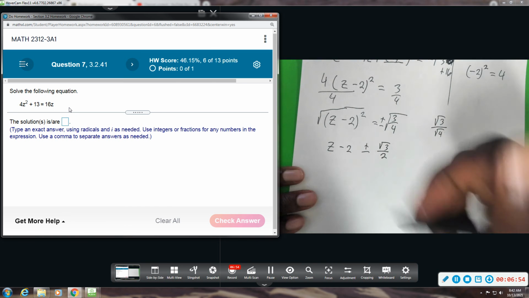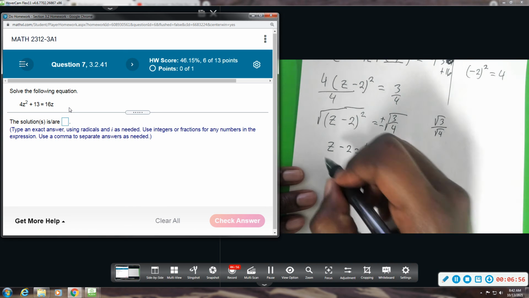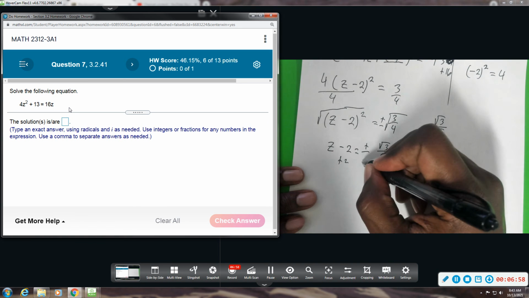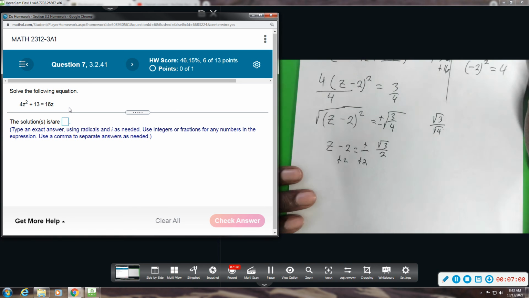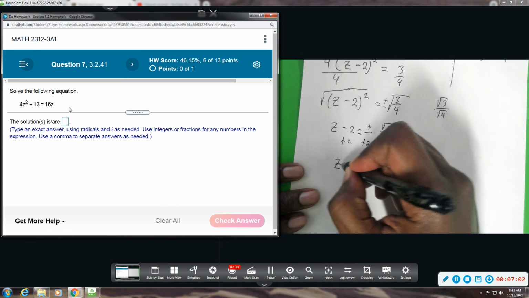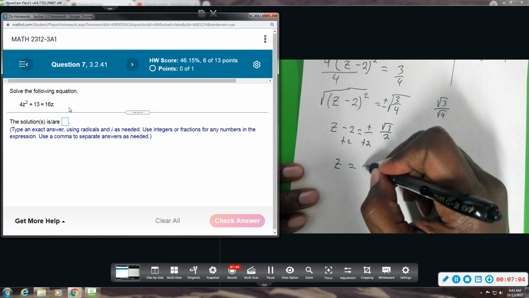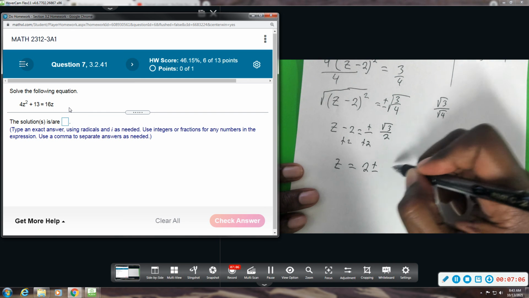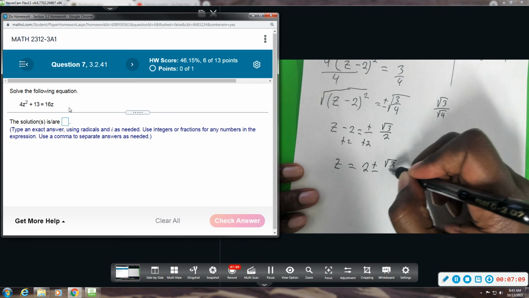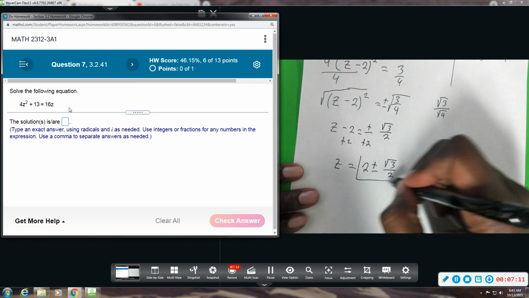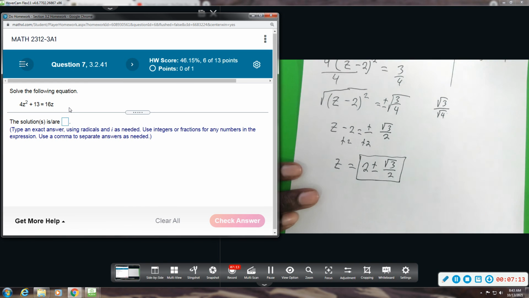And then lastly, bring my equal sign down. Last, we're going to add 2 to both sides. So we're going to have z equals 2 plus or minus the square root of 3 divided by 2. And you won't be able to simplify it any further than that.